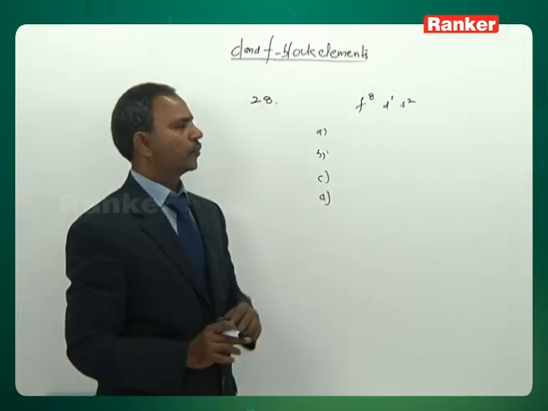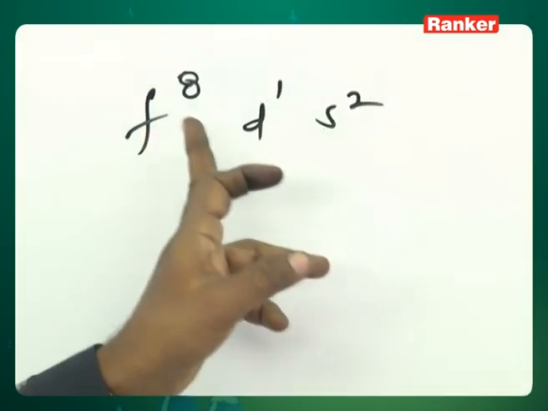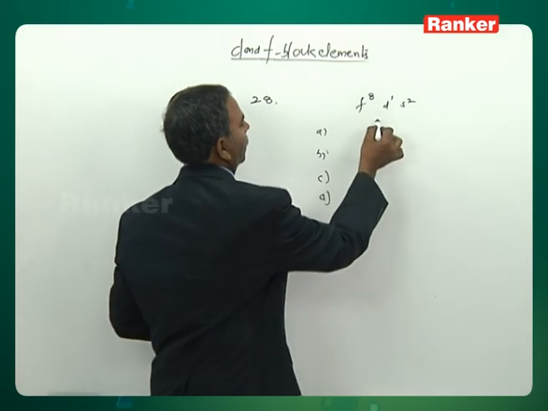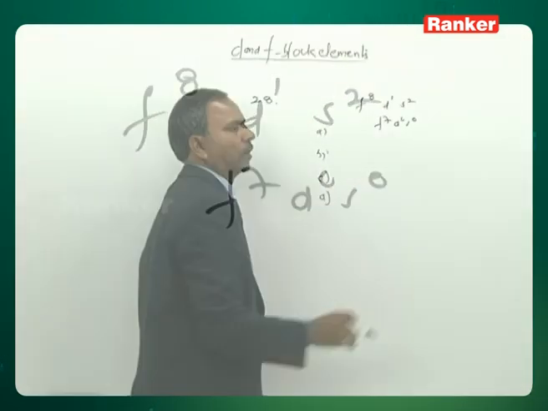How many electrons lost? 4. 2 from s, 1 from d, and 1 from f, so 4 electrons. Therefore, the configuration should be 4f7, 5d0, 6s0.